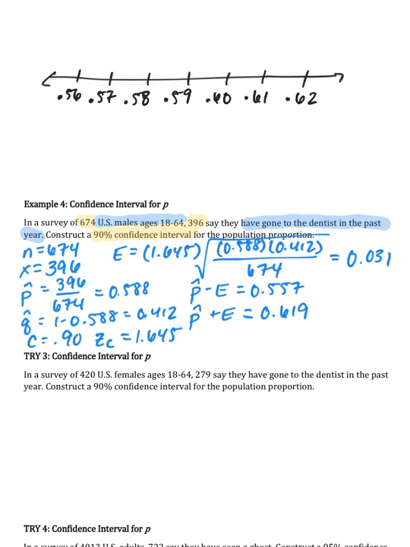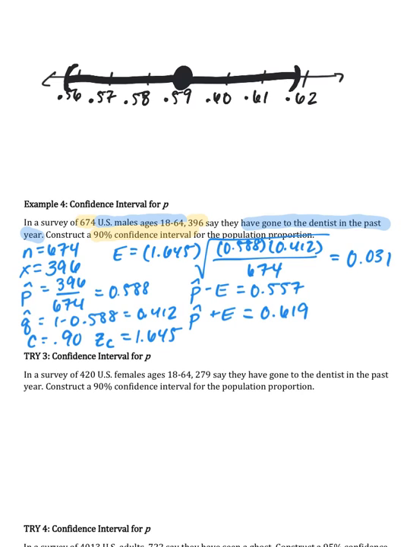Now let's plot our point estimate. So our point estimate would be p hat, which is 0.588. So 0.588 is going to go somewhere around here. And then we're going to plot our left endpoint, which is 0.557. So that goes just before 0.56. And then our right endpoint is 0.619, so that goes just before 0.62. We're going to darken it up. So we'll just go back over here, back over here. I'll make my point a little bit bigger.